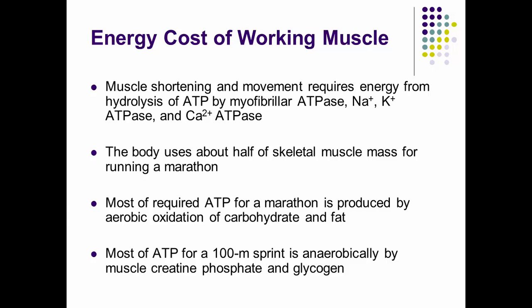And most of the ATP required for a marathon is produced by aerobic oxidation of carbohydrate and fat, right? Because marathon is considered aerobic metabolism. And for 100 meter sprinting, because this is anaerobic metabolism, ATP usually comes from creatine phosphate and glycogen, and glucose is only partially oxidized, right? Anaerobic glycolysis.